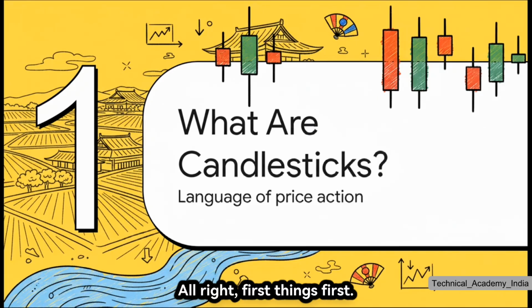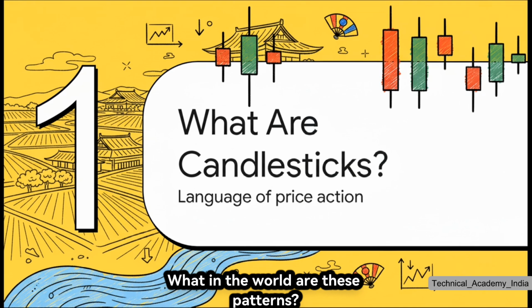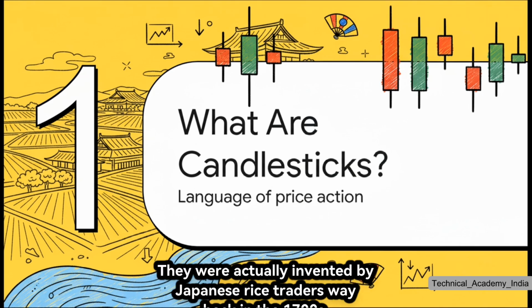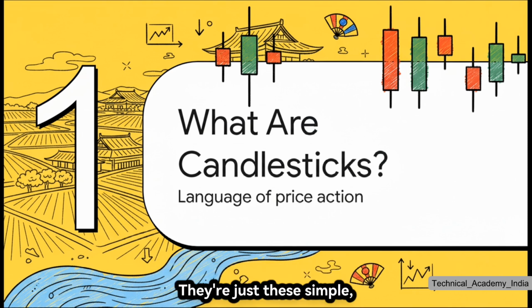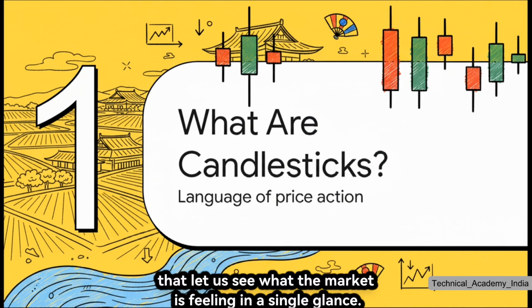All right, first things first. What in the world are these patterns? Well, at their core, they are the language of price action. And they're not new. They were actually invented by Japanese rice traders way back in the 1700s. They're just these simple visual building blocks that let us see what the market is feeling in a single glance.